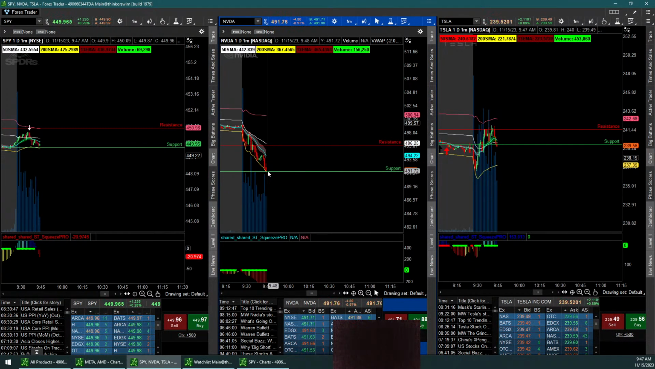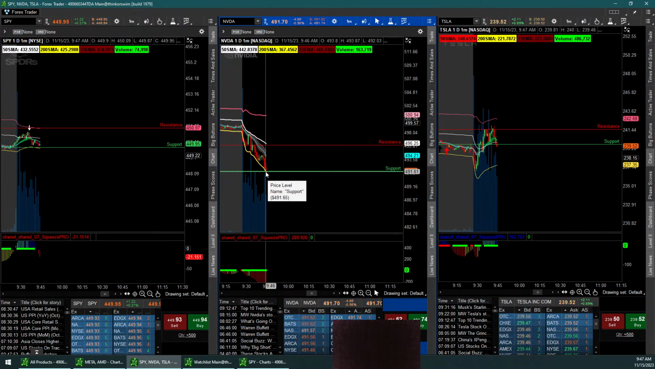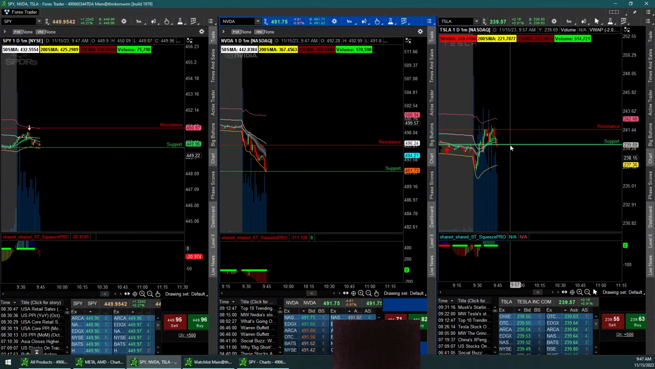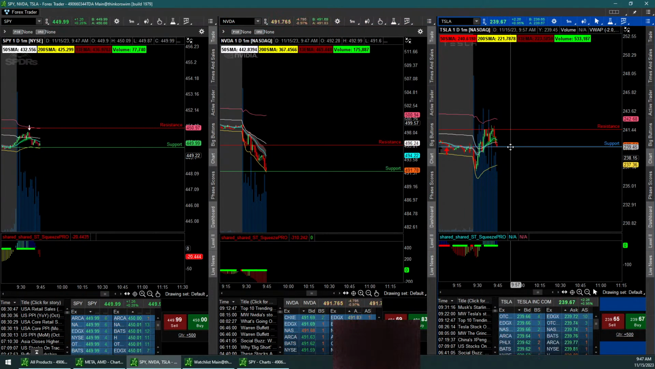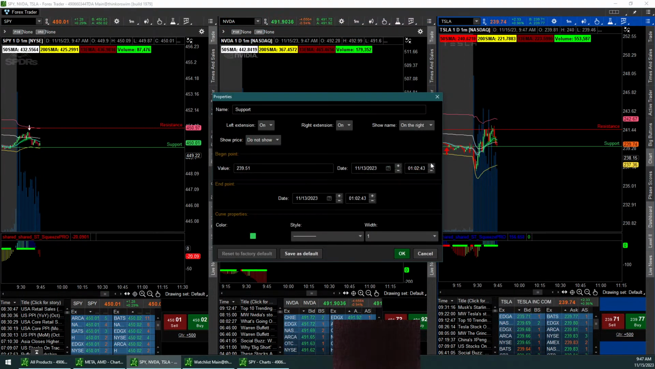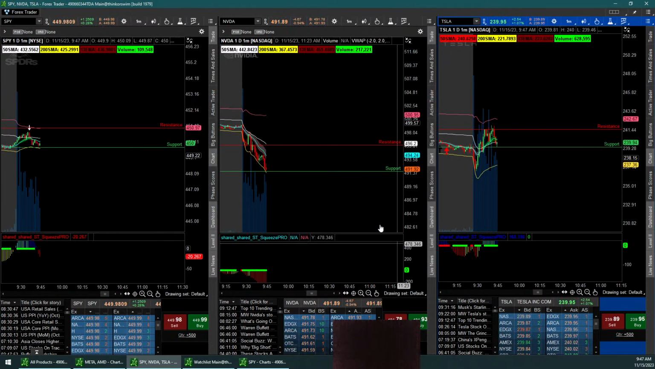Remember, right here is the bottom VWAP. But right now the markets are coming down a little bit, as you can see here. I bring this down just a tiny bit. Let's see what I got here. 239. Let's just put 45 in there. That's the way the chart looked.